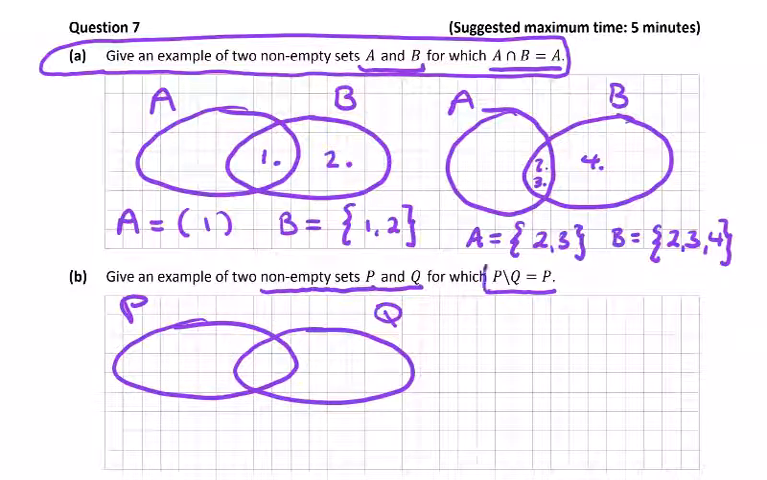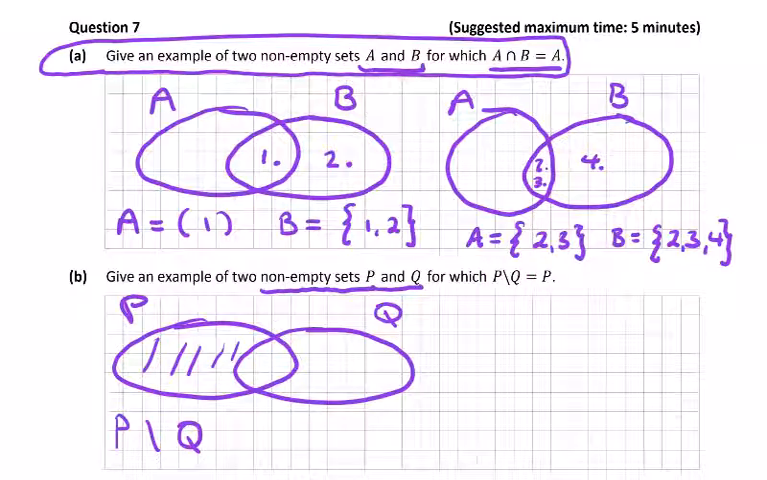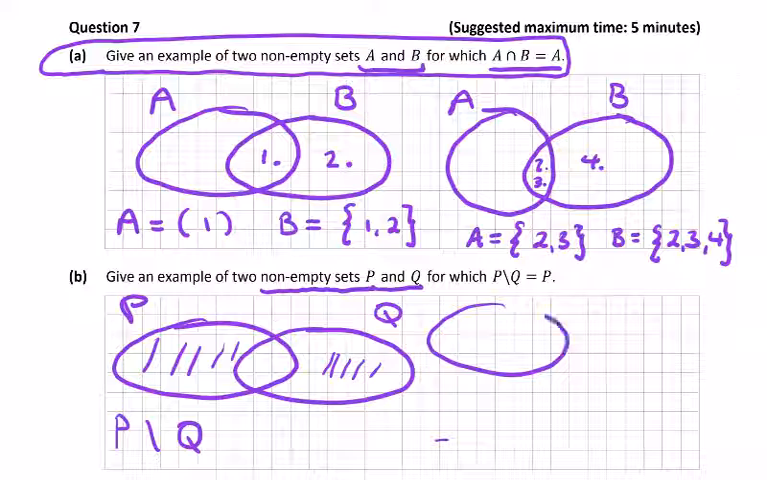And P less Q, we know from our knowledge of sets, this is P less Q shaded. So they want P less Q to be equal to P, which means that this guy will have to be empty for P less Q to be equal to P. So we could have anything in here, we just can't have anything in the intersection. So that's all they're looking for here.